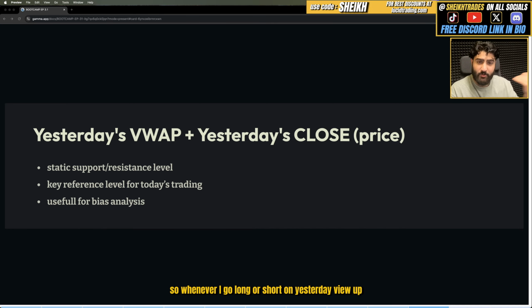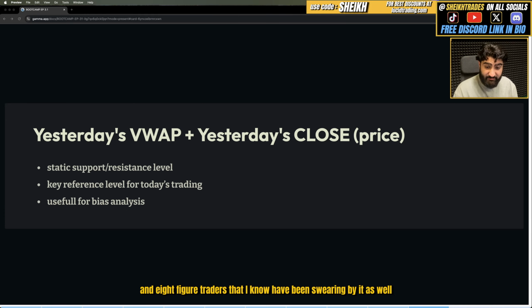So whenever I go long or short on a yesterday VWAP, you know what I mean with yesterday's VWAP. And I've backtested it, and it's a strategy that works perfectly for me and has been working in the equities market as well. And 8-figure traders that I know have been swearing by it as well. I know that a lot of people within the futures industry don't use it, but trust me, try it and you'll see.